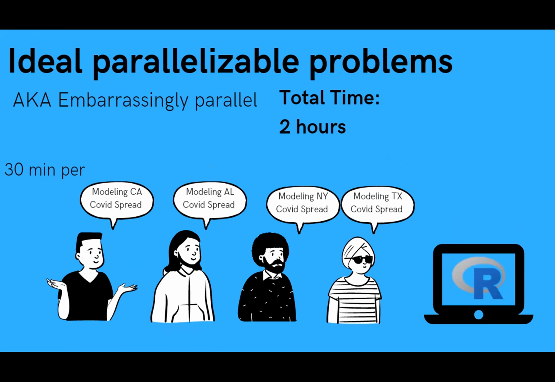embarrassingly parallel. So here's the same office space with Susan, Bob, John, and Kyle, and they're each modeling COVID spread in the various states of the United States. So Susan's modeling Texas, Bob's modeling New York, Kyle's Alabama, John is California.